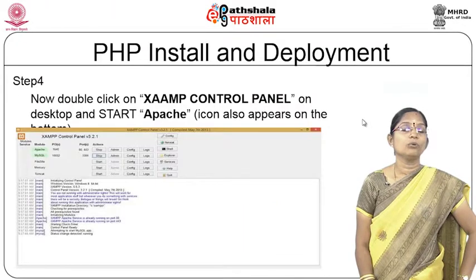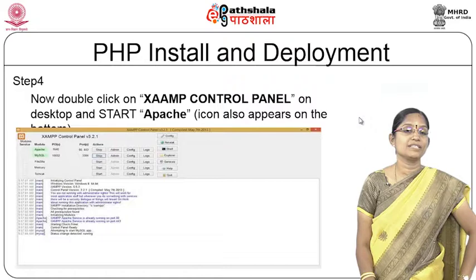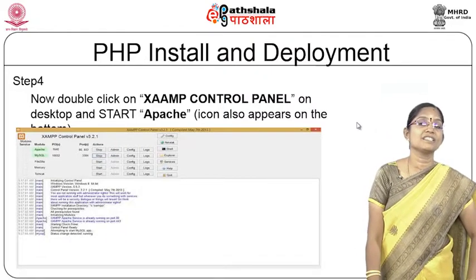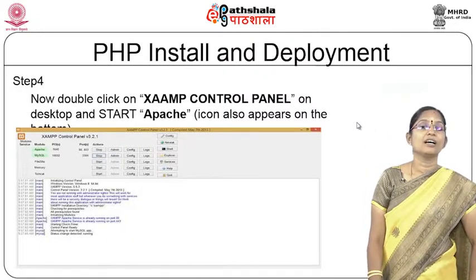Now, after creating the program as we have seen in the earlier slide, we can double click on the XAMPP control panel on the desktop. You can see the screenshot there. Apache is there, MySQL is there. You have to start Apache. Once Apache has been started, all of these things get displayed, which says that the Apache server has been started. The icon appears at the bottom.